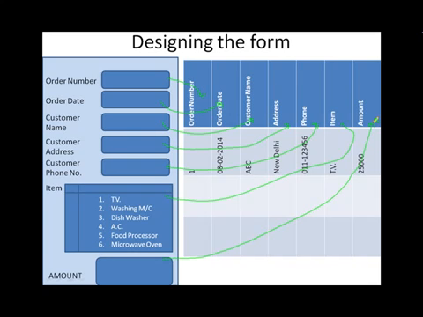So order number 1, which was placed on 8 February 2014 by customer name ABC, living in New Delhi, having a phone number 011123456, has bought an item, TV. The amount is 25,000. That's recorded.